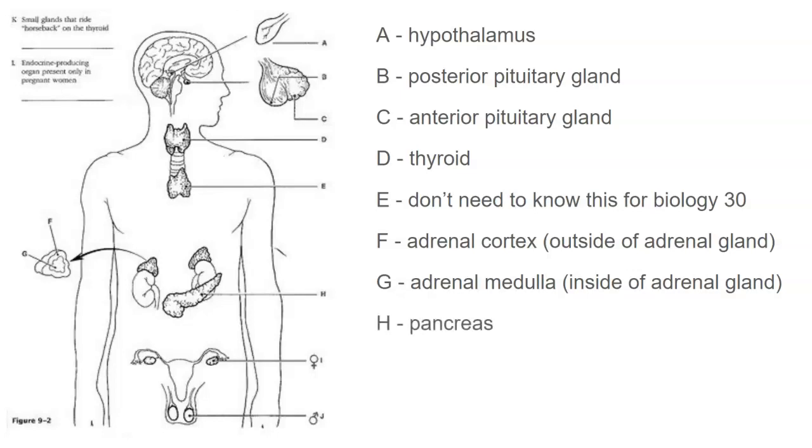H is pointing to the pancreas. And then in most humans, we don't have both of these, I and J, but for the sake of saving space, we put them both in one diagram. So I is pointing to the ovaries because they're connected to the fallopian tubes and the uterus in this picture. And then this individual also has testes. Again, normally in most humans, you would have just one or the other.